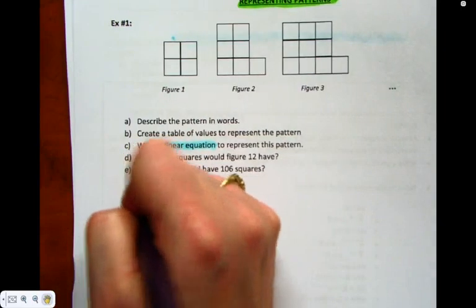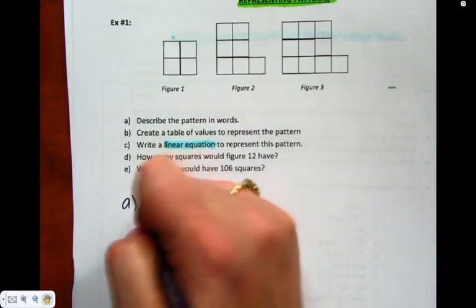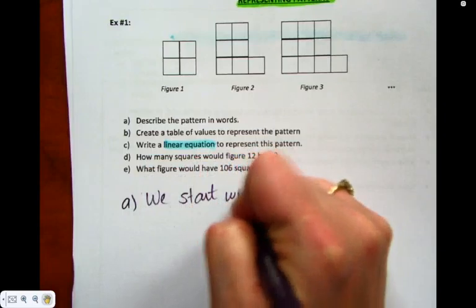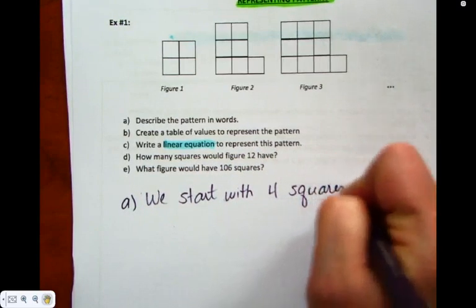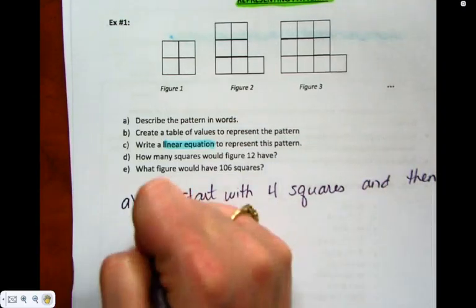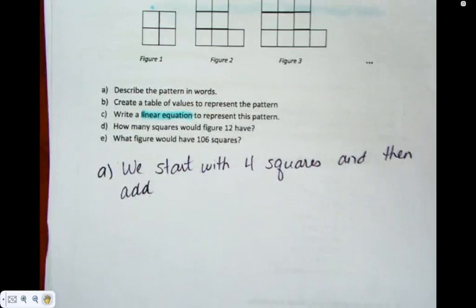Describe the pattern in words. Okay, you want to say what are we starting with and what are we adding to go to each next figure. So the first figure starts with how many squares? 4. So we start with 4 squares. And then add, and all we need to do is really just count.